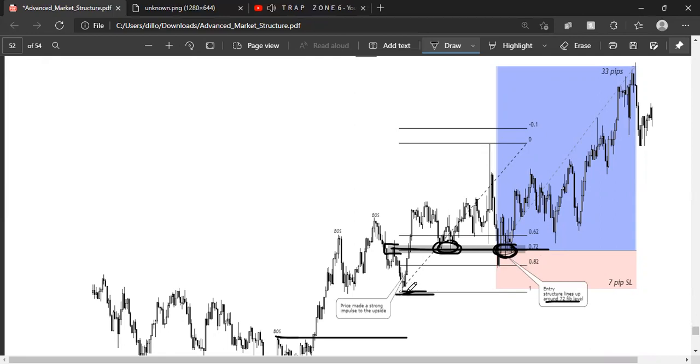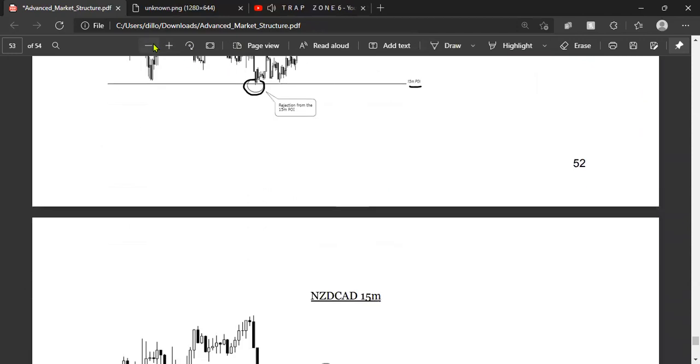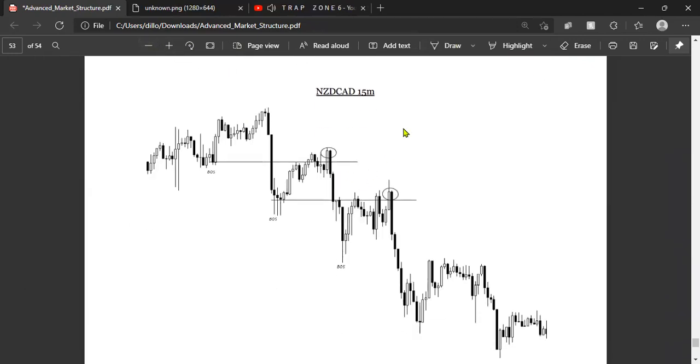And then stop loss just around the low, which would have been 7 pips for a 33 pip target. So over a 3-to-1 basically with that. Nice setup.